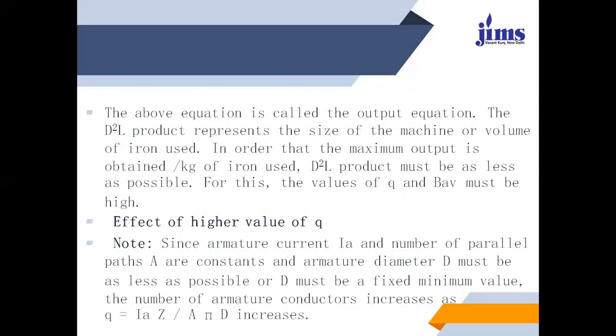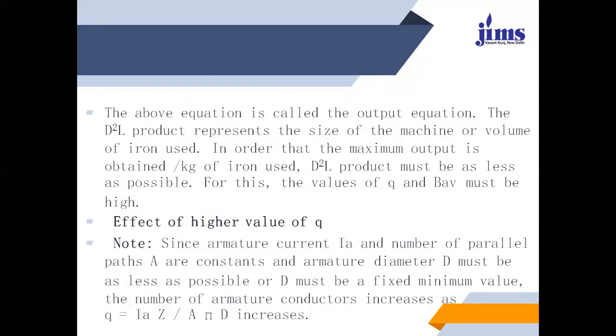The D square L product represents the size of the machine or volume of iron used. In order that the maximum output is obtained per kg of iron used, the D square L product must be as less as possible. For this, the values of q and B average must be high. Now we are discussing the effect of the higher value of q. Since armature current IA and number of parallel paths A are constant, armature diameter D must be as less as possible, or D must be a fixed minimum value.